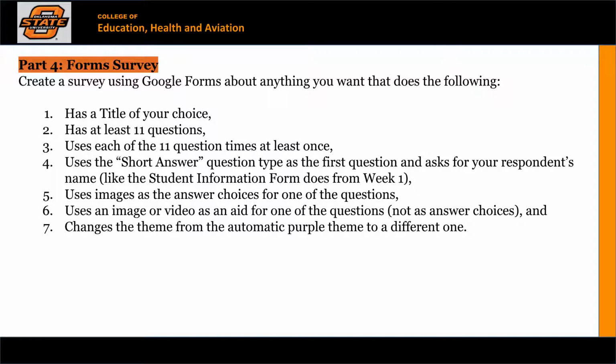Use images as the answer choices for one of the questions. Use images or videos as an aid for one of the questions and not an answer choice. And also change the theme from that automatic purple that you see to a different one. So you'll need to get a link to send the form in Brightspace, and I'm going to walk you through that here in just a second.